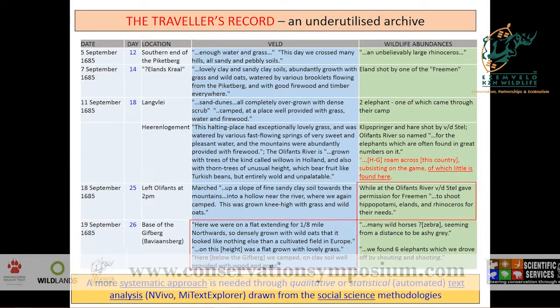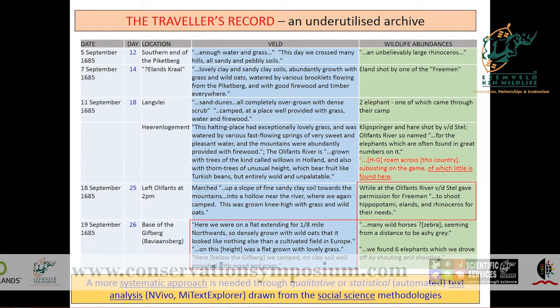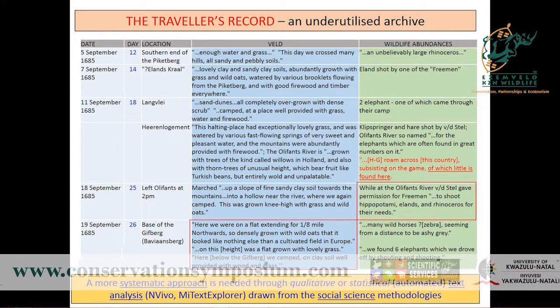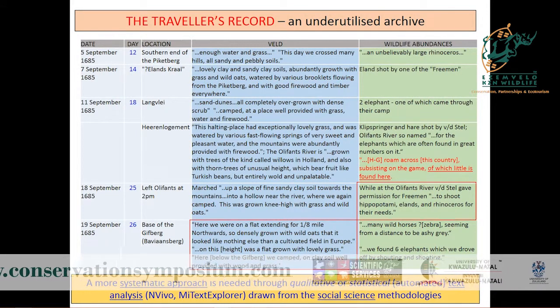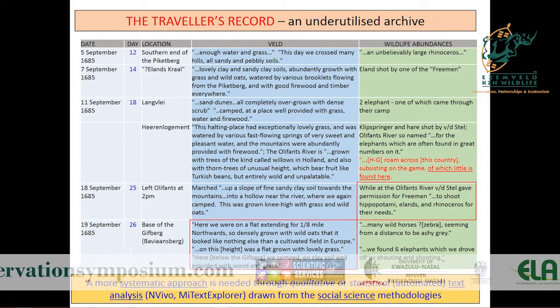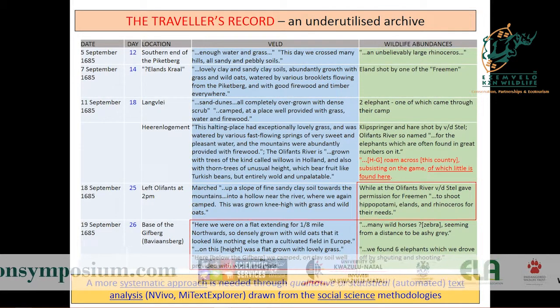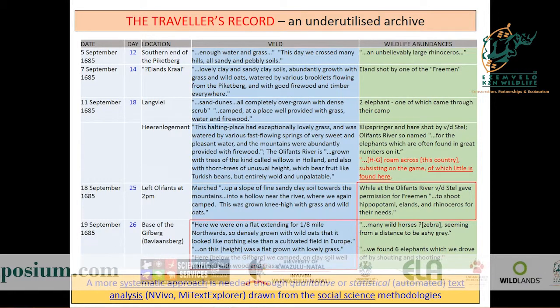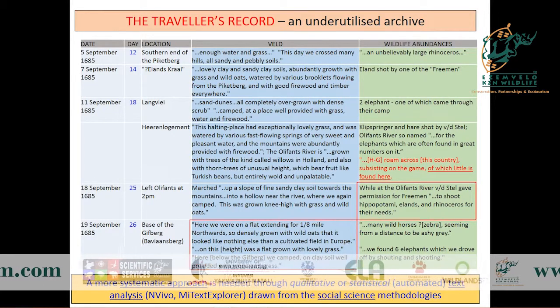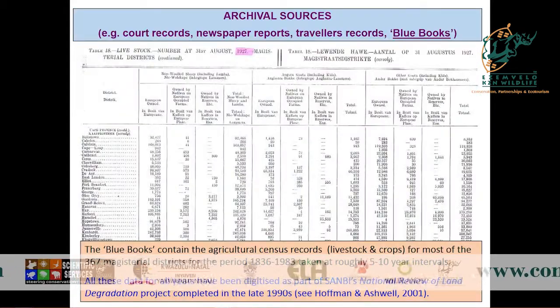So I think a more systematic approach, maybe through some of these social science methodologies, using qualitative or statistical text analysis, I think a lot more work could be done on the travelers' record, and a lot more could be derived from using them.